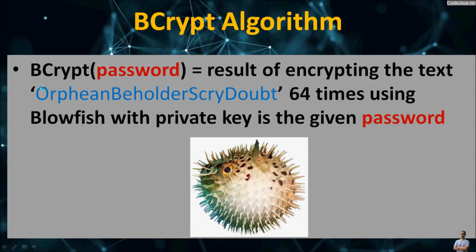That means for a given password, the BCrypt algorithm produces a hash string, which is a result of encrypting the magic text here 64 times using Blowfish with the private key being the given password. That also means the password itself is not encrypted or hashed. It is used as a private key to hash this magic value 64 times.